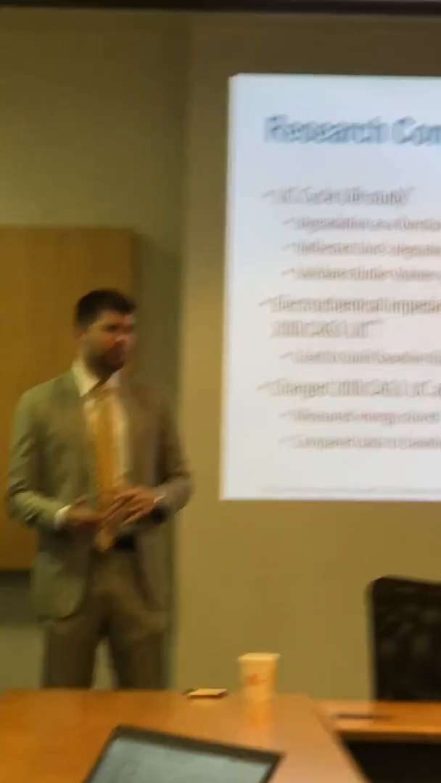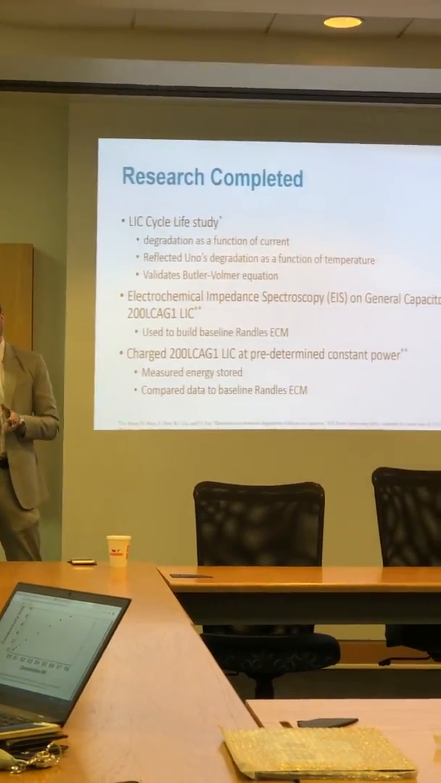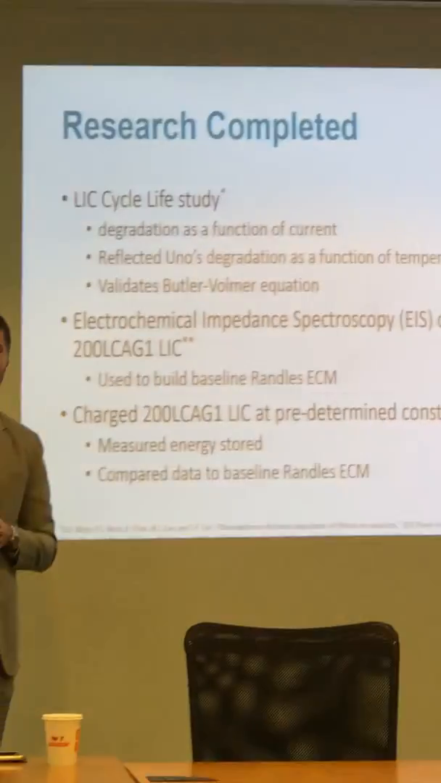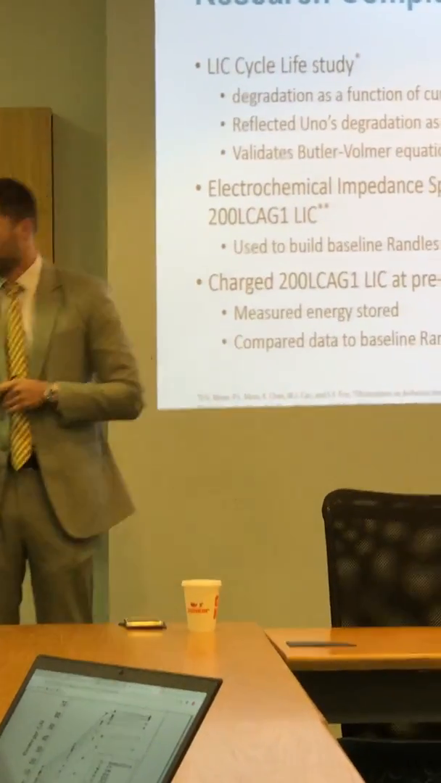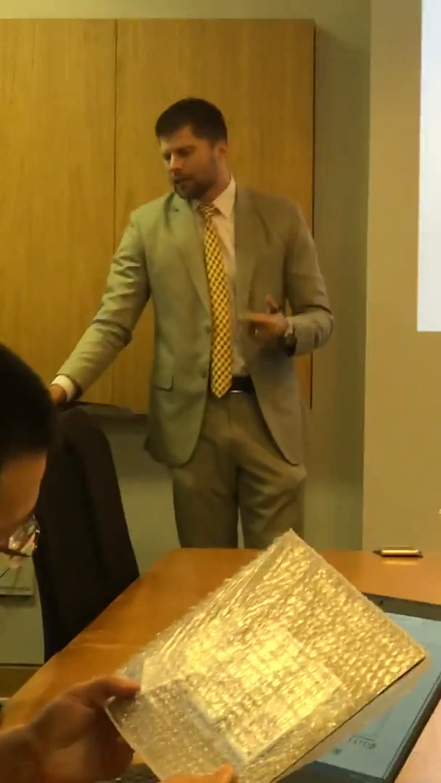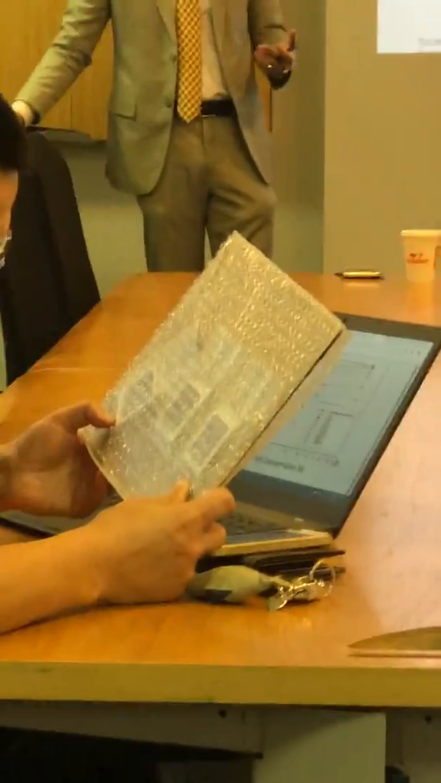Next, I did my own EIS study on lithium-ion capacitors. And from this, I was able to build a baseline Randles equivalent circuit model for the General Capacitor LCA200G1, that's those three little ones together next to you, Dr. U. And from this baseline model, I charged my theoretical LIC at a whole bunch of constant powers from 0.3 to 120 watts and measured the energy storage. And I did this experimentally on one of those devices and compared those energy storage values. And yes, there was a delta.